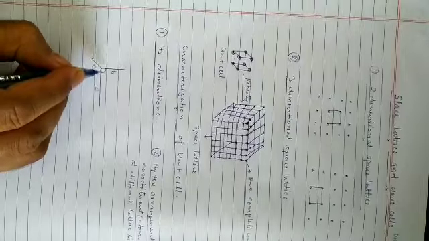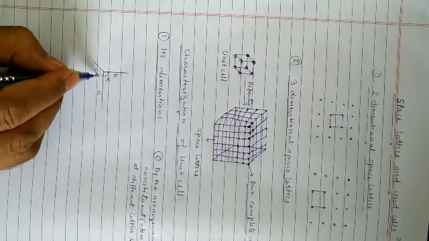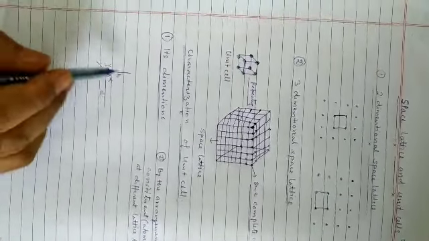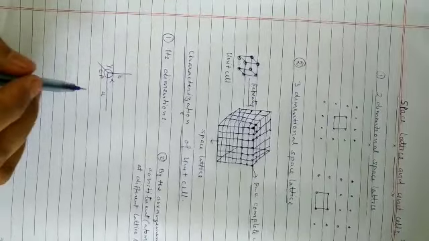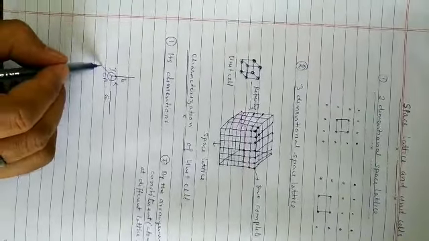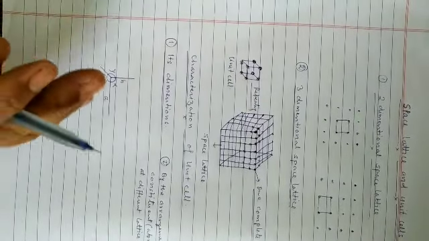So this angle is called alpha, this angle is called beta and this angle is called gamma. So any unit cell is characterized by its dimensions. Dimensions involve the lengths like A, B, C, what are the lengths of these sides and the angle between the sides. Keep in mind that each side is the representation of one plane.